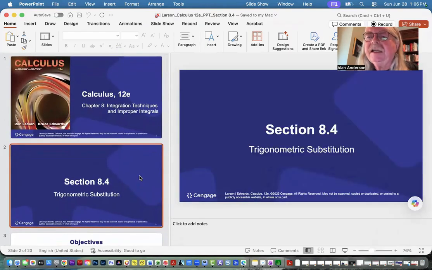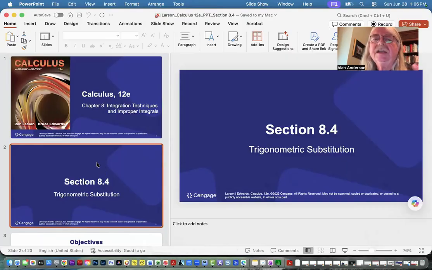I'd like to get on to 8.5, which is basically another technique for simplifying integrals, but it's very, very different. It involves polynomials. There'll be no trig functions in 8.5, that's for sure. But it enables us to take polynomials and break them up into simpler pieces and then integrate accordingly, which is what we were doing here.